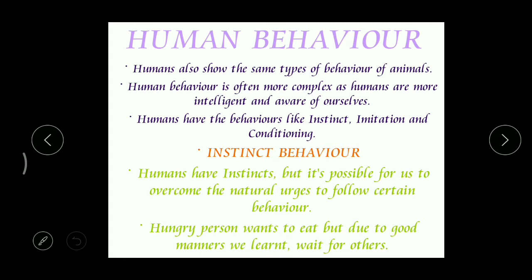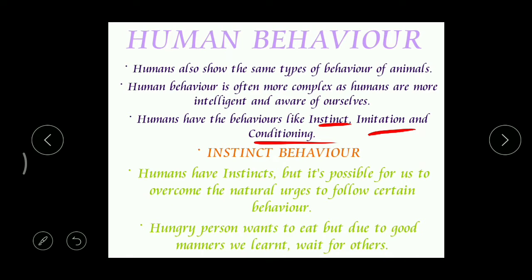Here you have to remember that even a human being is also a kind of animal. It's a kind of animal, but we can say that human behavior is more and more complicated when compared with other animals' behavior, right? So whatever behaviors we can find in animals, the same behaviors we can find in humans also, except imprinting. Imprinting behavior is totally absent, but in humans we can find the remaining 3: instinct behavior, imitation behavior, and conditioning behavior, right?